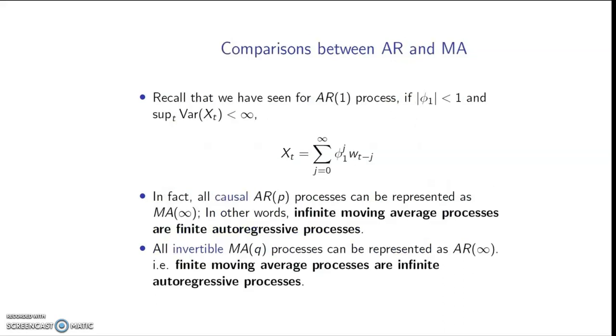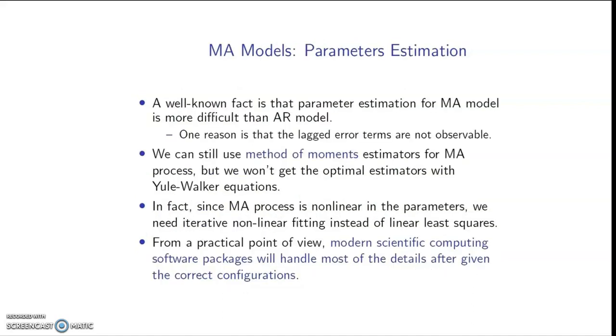Comparison between AR and MA. In fact, all causal AR of order p processes can be represented as a moving average of infinite order. In other words, finite autoregressive processes are infinite moving average processes. All invertible MA(q) processes can be represented as AR infinity, that is, finite moving average processes are infinite autoregressive processes.